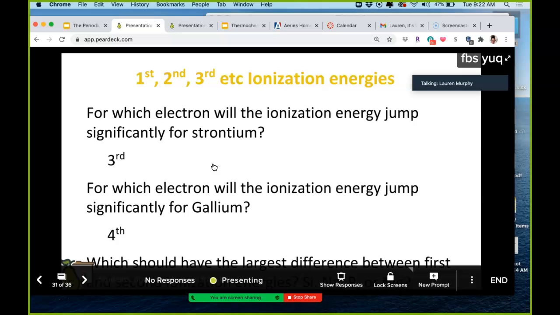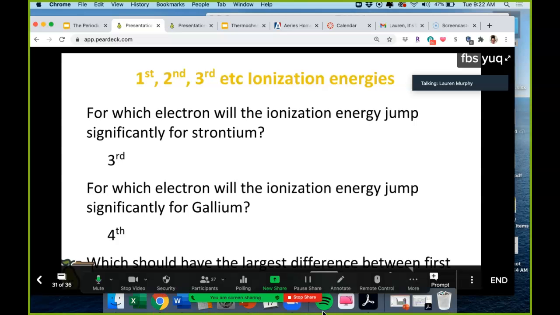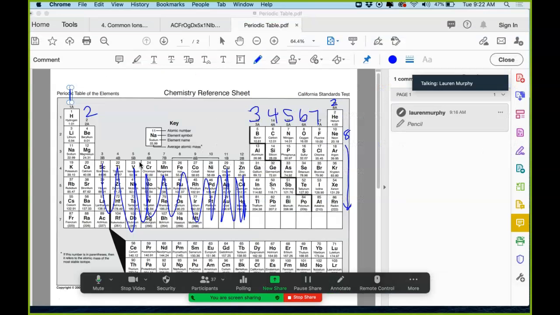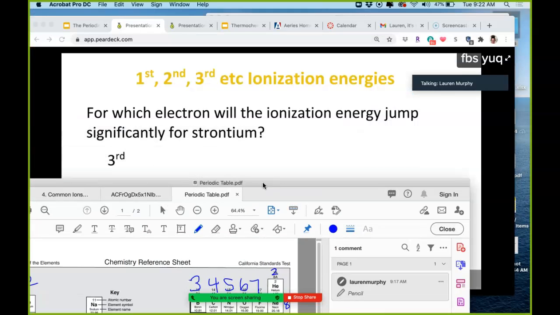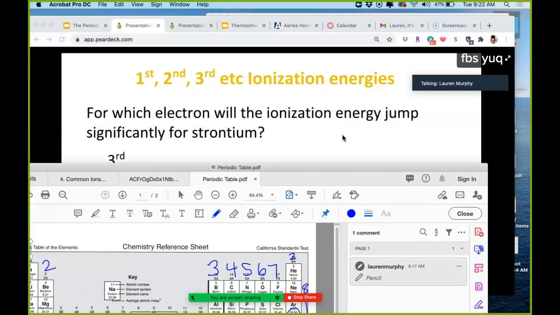I have these answers. It says, for which electron will the ionization energy jump significantly for strontium? So you go to your periodic table and you find strontium. It's right here. It has 2 valence electrons. So it's like, okay, I'll lose 1, I'll lose 2, and it will become isoelectronic with krypton. So it's okay giving up 2. It's not going to want to give up a 3rd one. So you would see that jump for the 3rd electron for strontium.